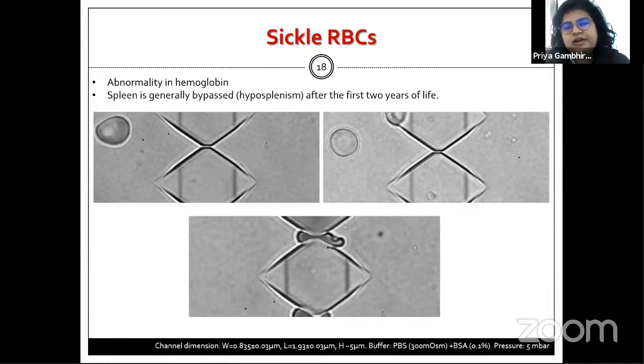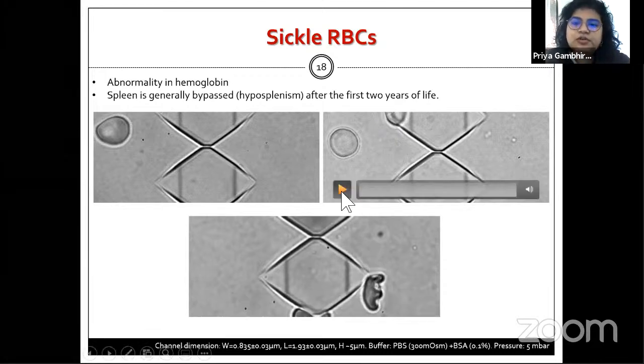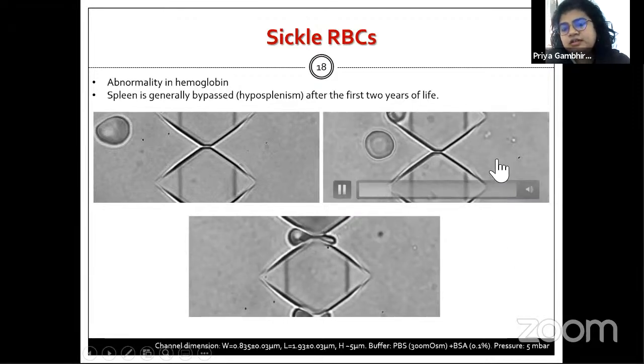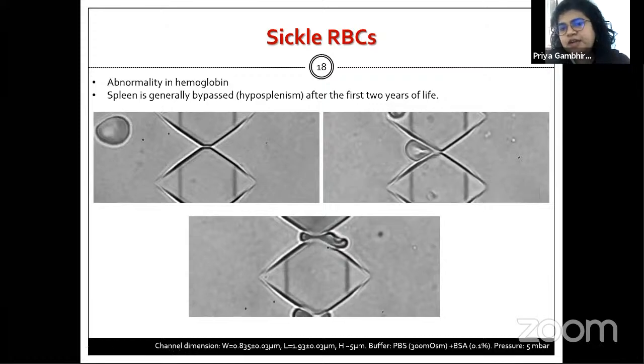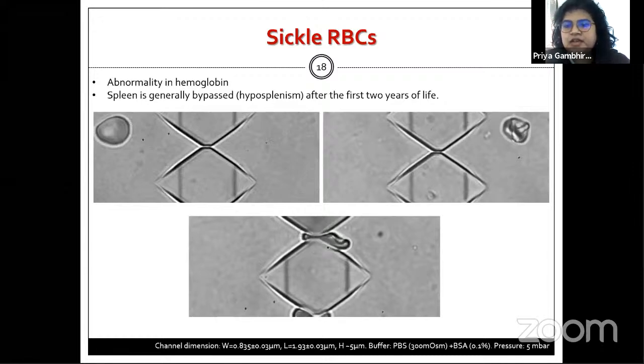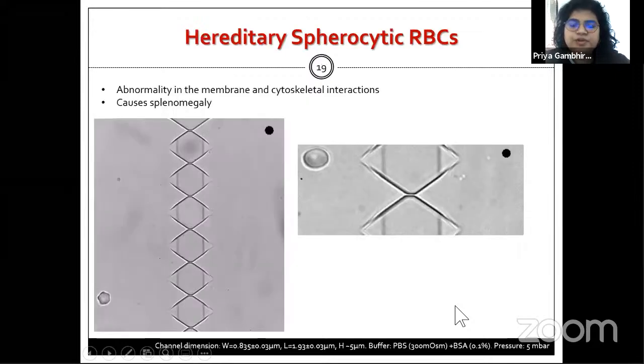I'm glad that you pointed it out because we'll be discussing that in the next slide. If you look at the second video, you'll see that the sickle RBC, when it exits, forms this very sharp tip, which remains for a slightly longer time, and eventually it relaxes. That really sharp tip is something which was not observed before.